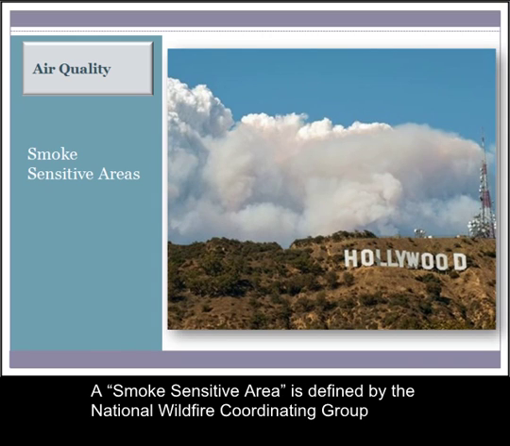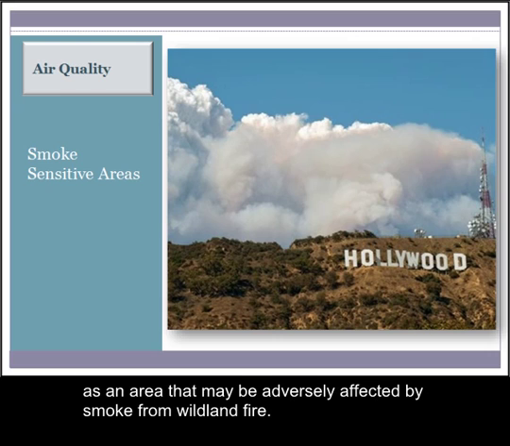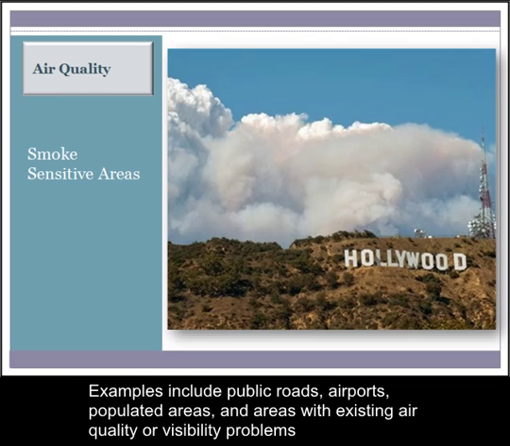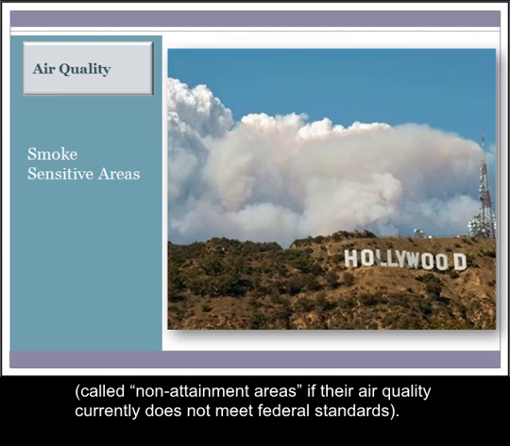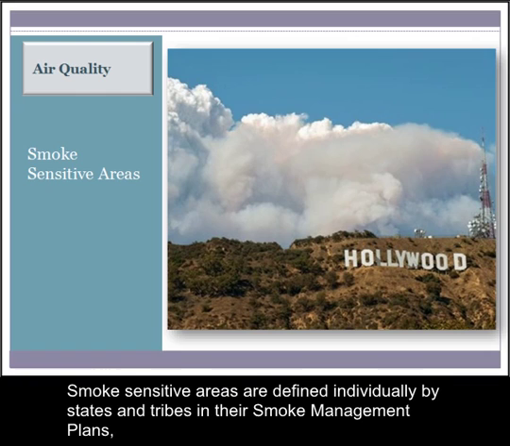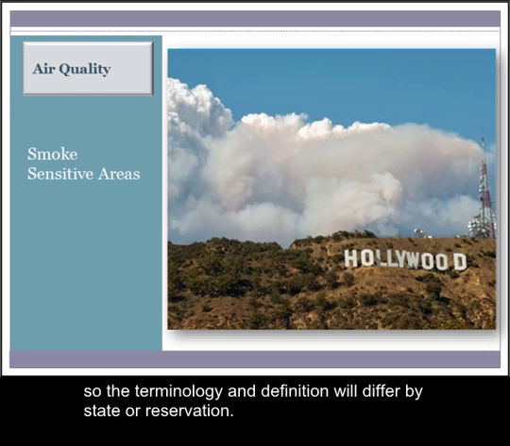A smoke-sensitive area is defined by the National Wildfire Coordinating Group as an area that may be adversely affected by smoke from wildland fire. Examples include public roads, airports, populated areas, and areas with existing air quality or visibility problems, called non-attainment areas, if their air quality currently does not meet federal standards. Smoke-sensitive areas are defined individually by states and tribes in their smoke management plans, so the terminology and definition will differ by state or reservation.